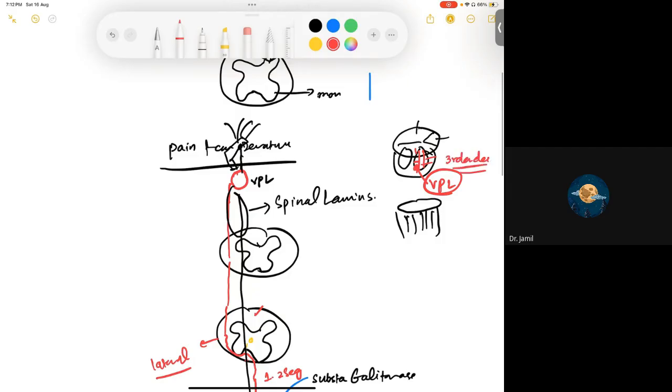So the third order neuron from the VPL is going to pass through the posterior limb of your internal capsule, and then it's going to enter into the somatosensory cortex, where the pain and temperature sensations are going to be picked up by your brain, right? So this was all about your pain and temperature pathway. Is it clear?